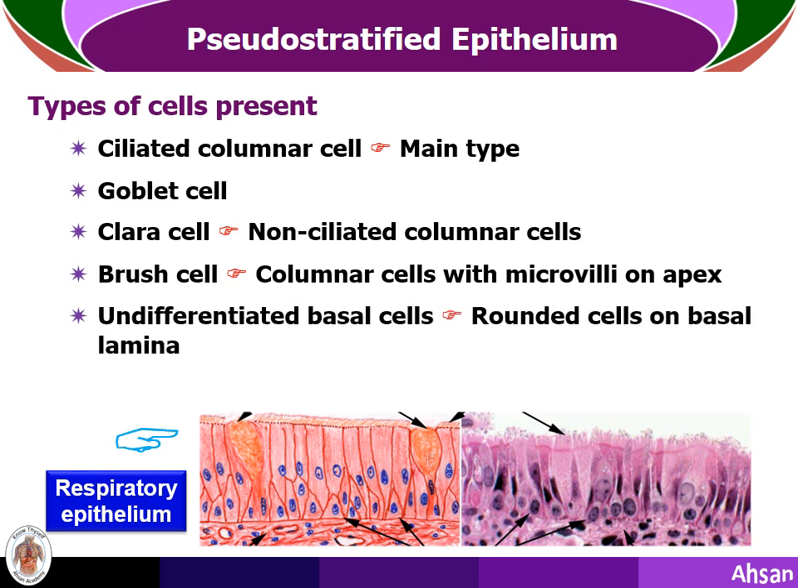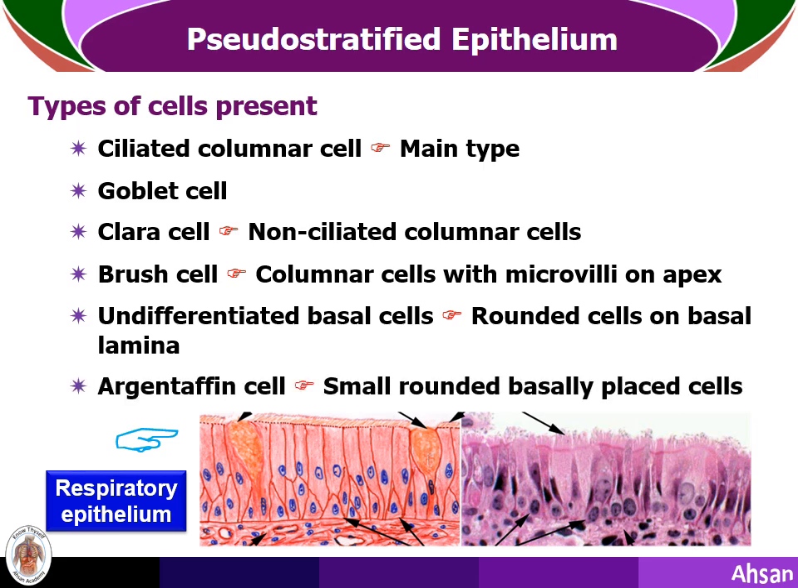Some cells are undifferentiated. These cells are a bit rounded in shape and lie close to the base. They actually divide and can differentiate into any of the four forms mentioned above. Argentaffin cells are small rounded basally placed cells. They are endocrine cells present here.